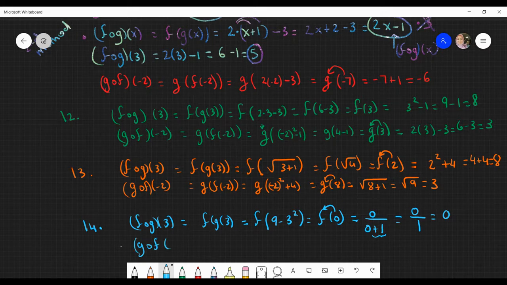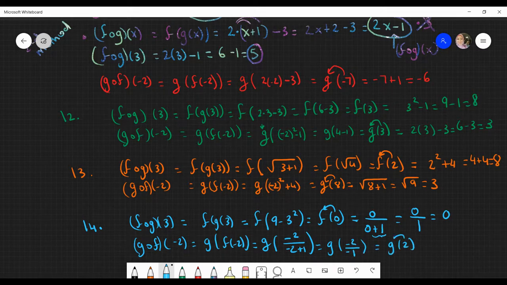Now, g of f of negative 2, I'm going to start with plugging in negative 2 to f of x. And g is going to be waiting. So negative 2 over negative 2 plus 1. Same note. I can't do this and say it's a 1. That's incorrect. It's equal to g of negative 2 over negative 1, which is g of 2. And now I'm going to plug 2 in g of x. And this is going to be 9 minus 2 squared, which is 9 minus 4, which is 5.